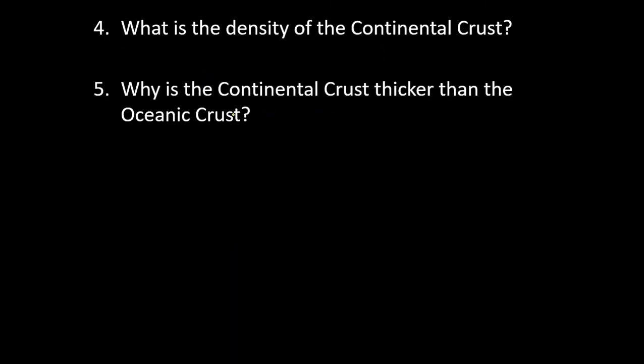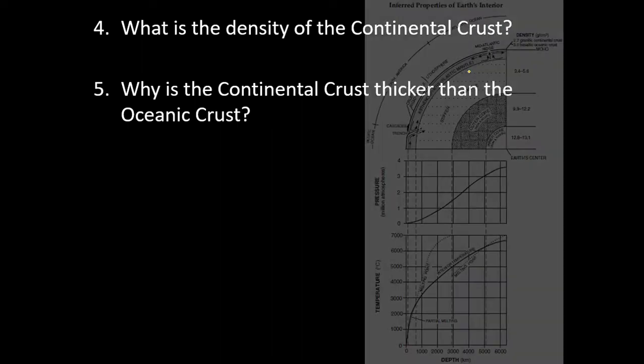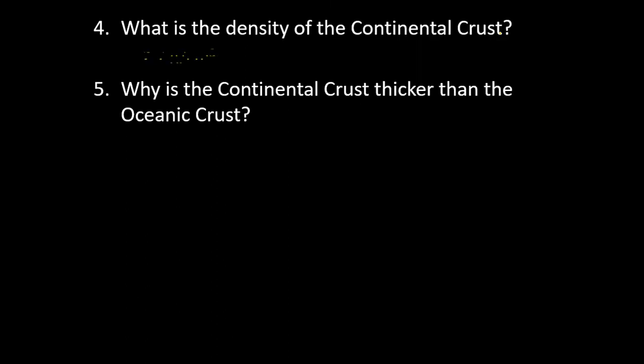All right, number four, what is the density of the continental crust? Again, you don't have to memorize this. Right up top, density, we have a whole thing right here. The density is going to be 2.7, right up there, 2.7 grams per centimeter cubed.